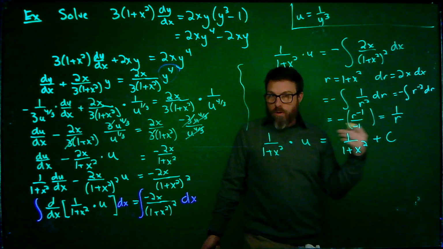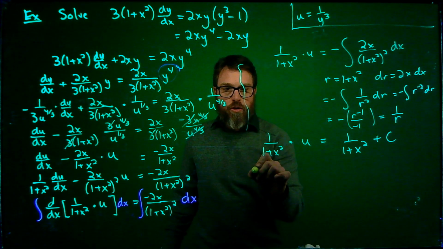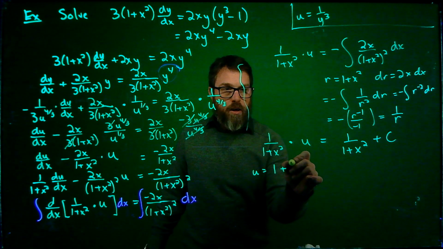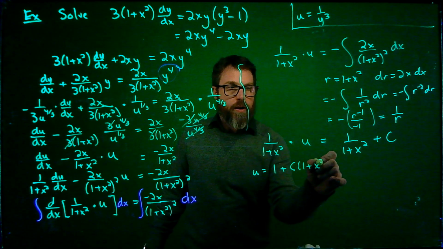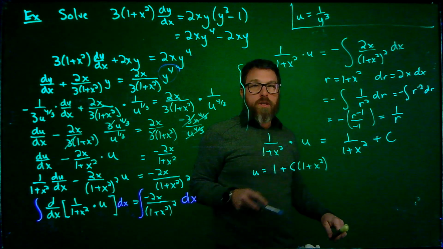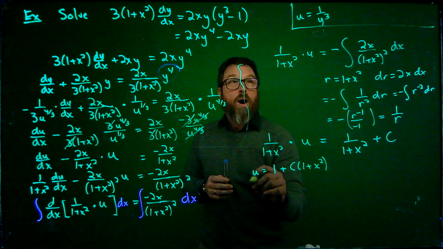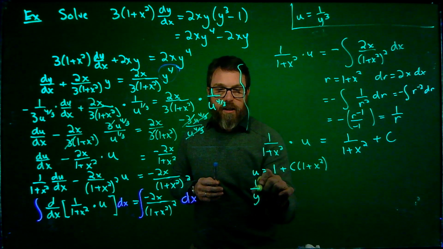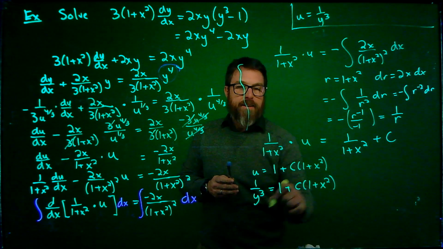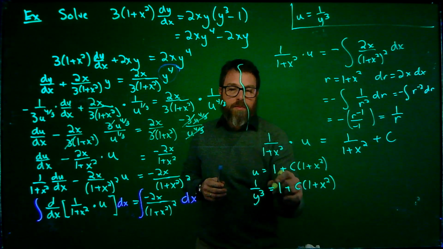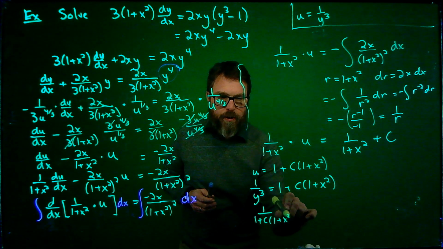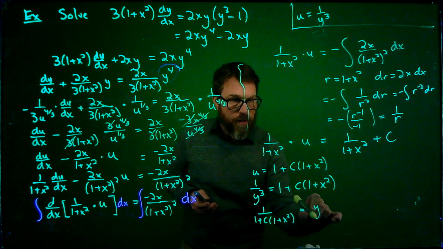Now our job is to isolate this u. So u is going to be equal to, multiplying everything by 1 plus x squared, I'm going to get 1 plus c times 1 plus x squared. Now this is a solution in terms of u. I need to unsubstitute here to be able to find the solution in terms of y. So 1 over y cubed is equal to this. And then similarly, we're going to cross multiply. So I have 1 over this, 1 plus c times 1 plus x squared, is equal to y cubed.